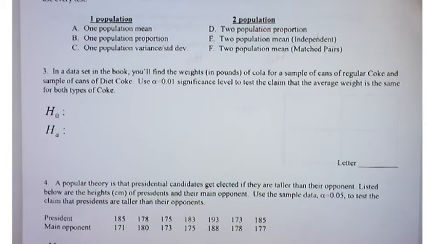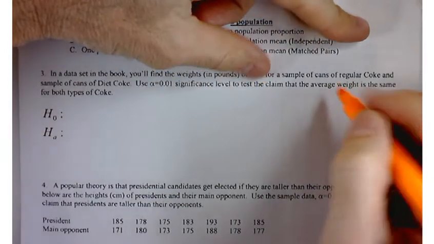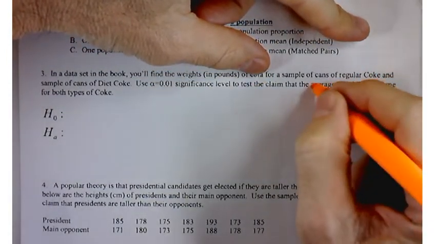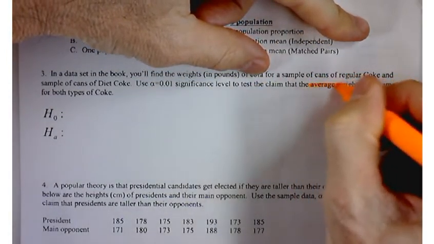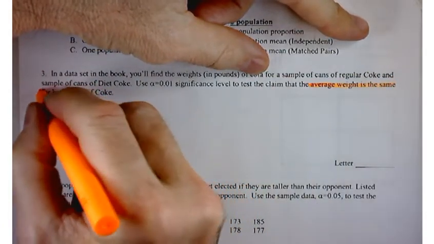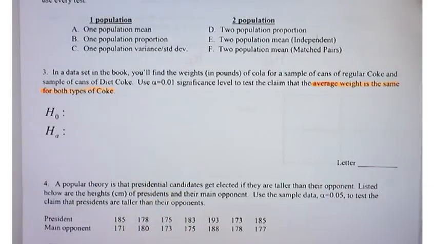Well, how many populations? You got 2 samples, right? And each of those samples come from a different population. One's from regular Coke, one's from Diet Coke. And we're looking to see if the average weight is the same for both types of Coke. So, average weight is the same for both types of Coke. So what parameter are we testing then?